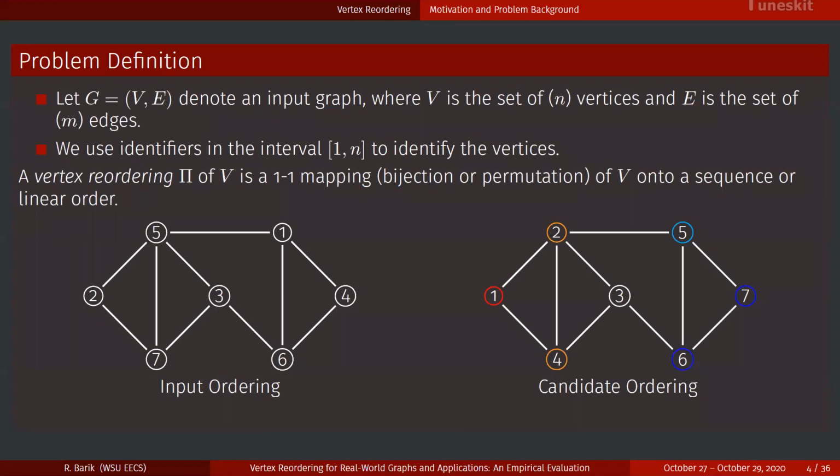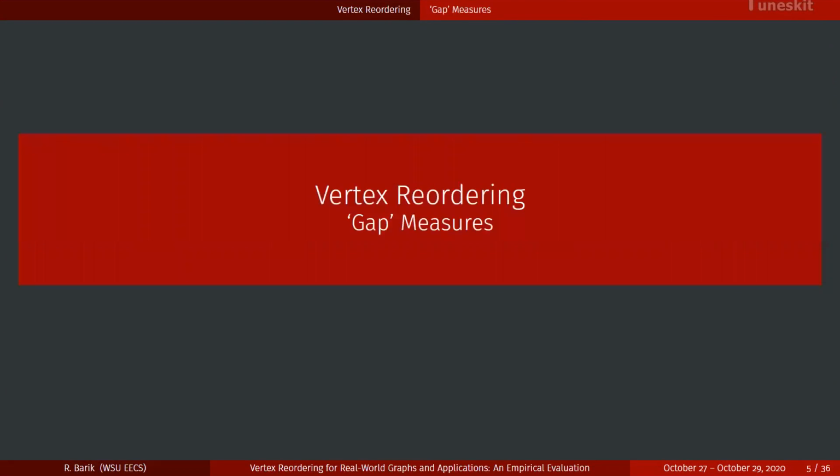Given a graph G with vertex set V and edge set E, the vertex reordering pi of V becomes a one-to-one mapping of the vertices to any linear order of 1 to n. The objective of reordering is to preserve the neighborhood properties of a graph. We formalize this neighborhood property by gap measures.